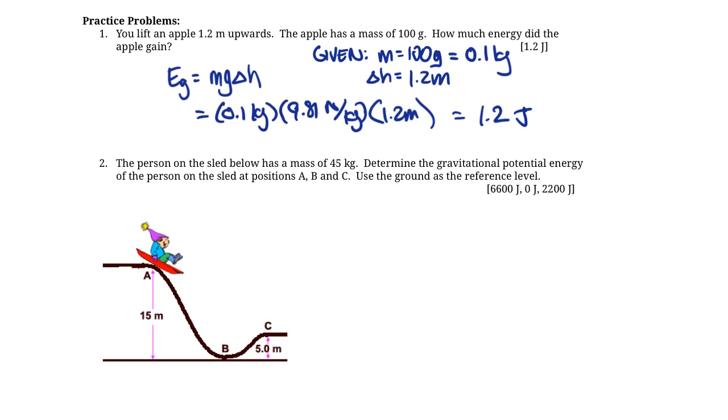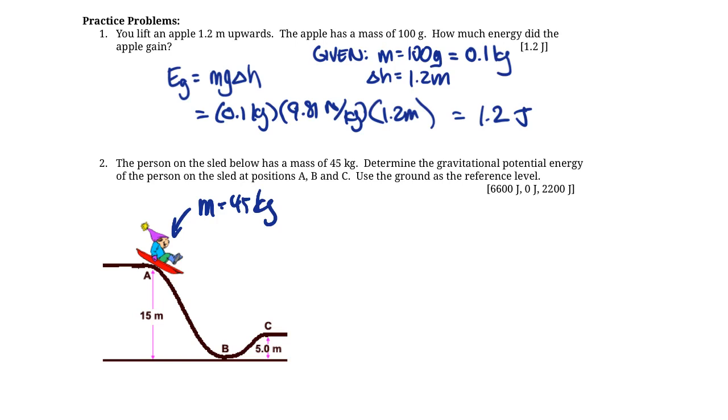Next question. Try it yourself. We have 3 different points where you have to calculate the gravitational potential energy of the person on the sled with a mass of 45 kilograms. I'm just going to label this here, actually. m equals 45 kilograms.